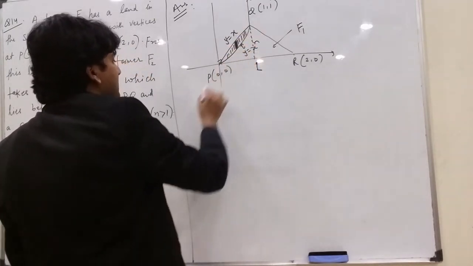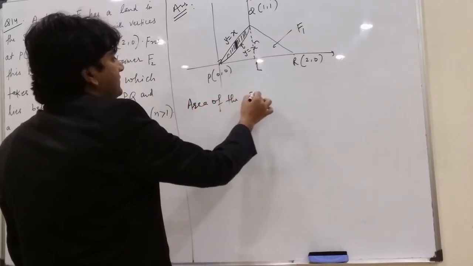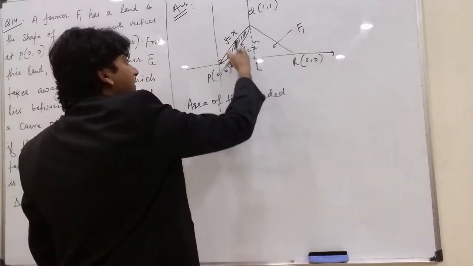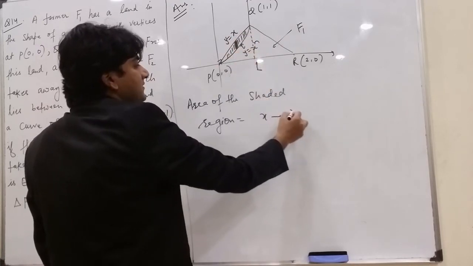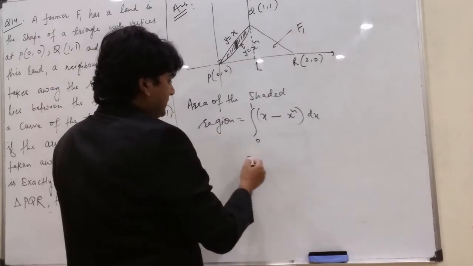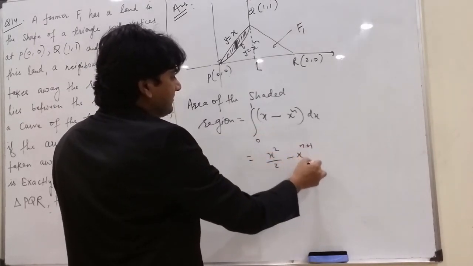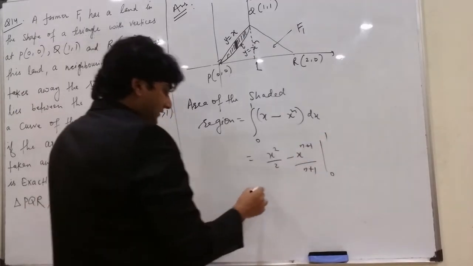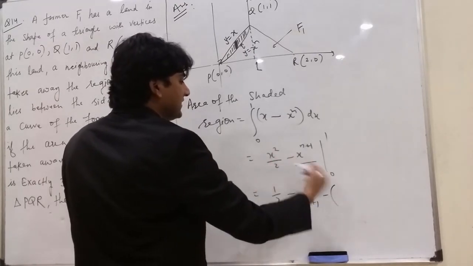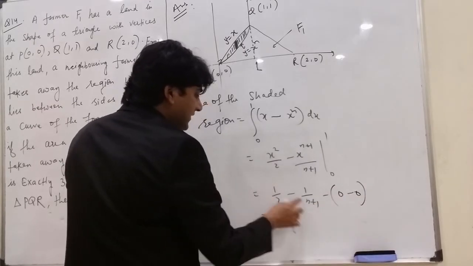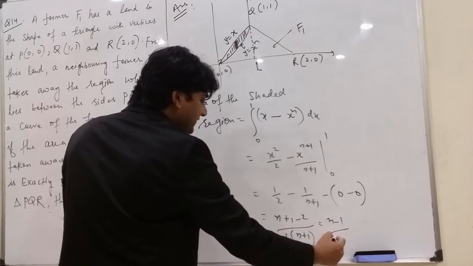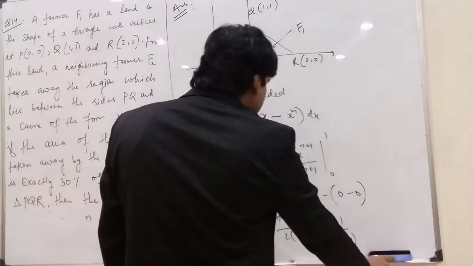This is 1. So what is the area of the shaded region? The upper function is x, minus the lower function x raised to n, dx, between 0 to 1. If we integrate, x square over 2 minus x raised to n plus 1 over n plus 1, from 0 to 1. Applying the upper limit, it is 1 over 2 minus 1 over n plus 1, and minus 0 minus 0. Now solve it. This is 1 times n plus 1 is n plus 1, minus 2, over twice of n plus 1. So this is n minus 1 over twice of n plus 1. This is the area of the shaded region.